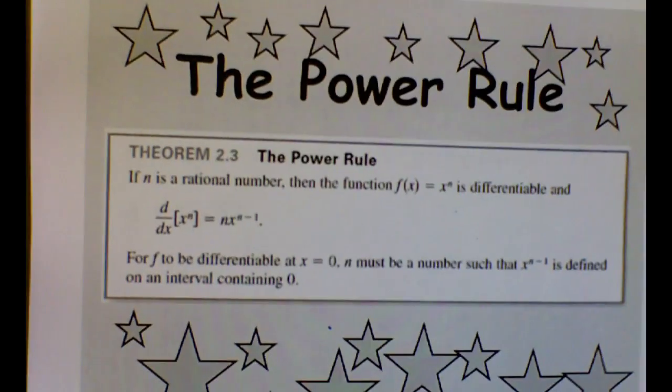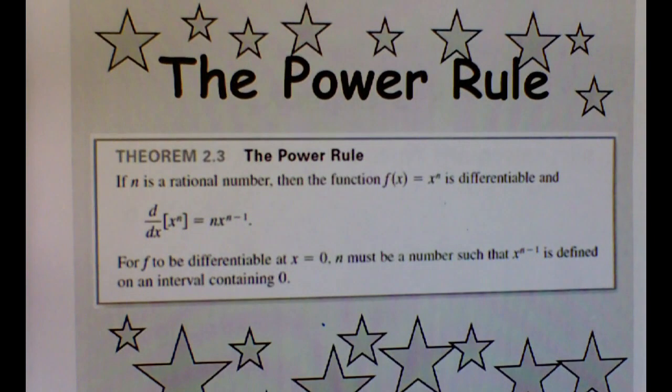The patterns form the power rule, and this one is very important, hence all the stars. If n is a rational number, then the function f of x equals x to the n power is differentiable, and the derivative of x to the n power equals n times x to the n minus 1 power. We take the exponent, bring it down out front, and subtract 1 from the exponent. For f to be differentiable at x equals 0, n must be a number such that x to the n minus 1 power is defined on an interval containing 0. Basically, if I end up with an x in my denominator, it's not differentiable there.